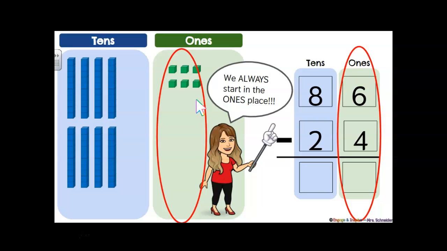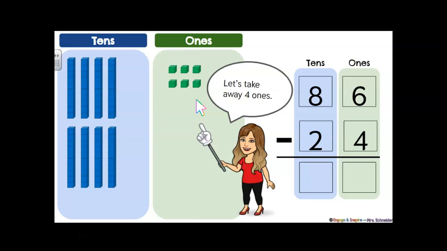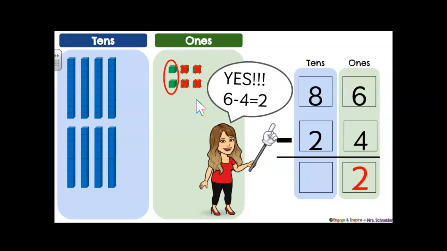We have 6. We take away how many? 4. So let's take away 4 ones. Are you ready? 1, 2, 3, 4. How many are left, boys and girls? 2. So we put 2 as our answer. Yes, 6 minus 4 equals 2.